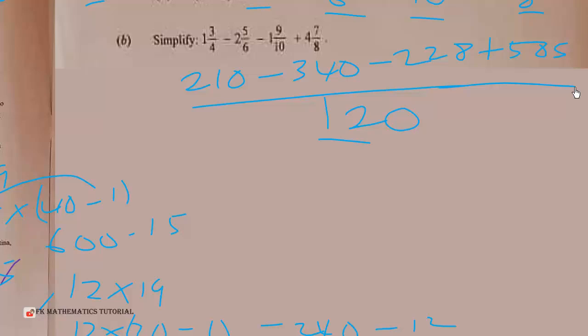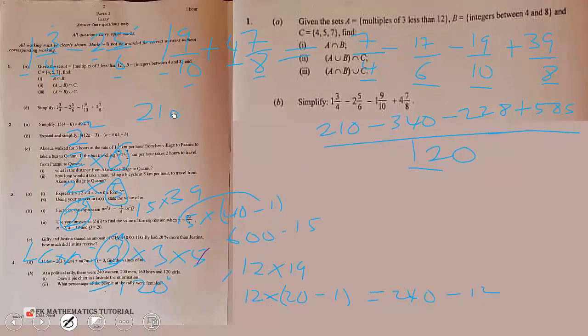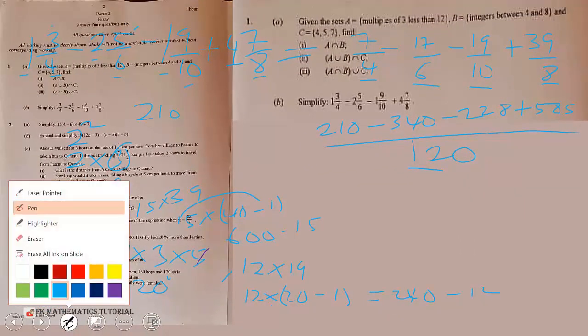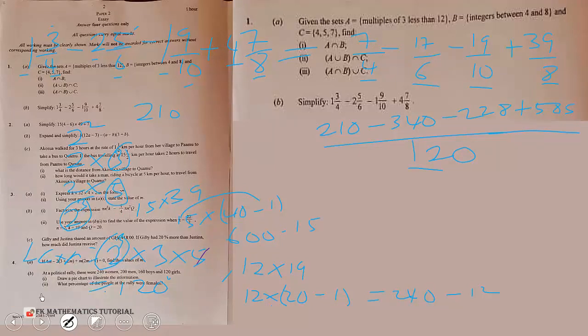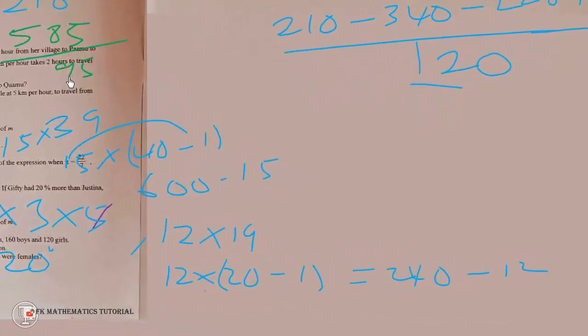So now let's subtract 210. So first of all, add 210 and 585. Let me change the color. 210 plus 585, so we have 5, then we have 9, we have 7 here. Now we subtract 340, so then it's 340 minus 228. Forgive me, I'm writing inside.